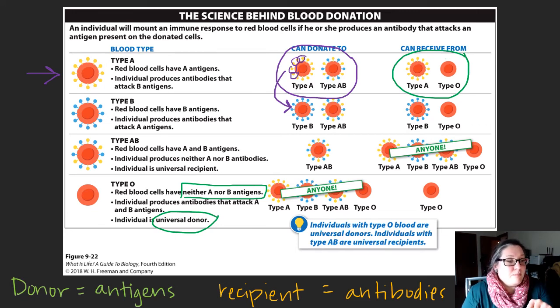Type AB blood, right above it here, is what we call the universal recipient because it doesn't make A or B antibodies. It doesn't make anything that could attack foreign blood. So they can receive from any type of blood. Pretty convenient.